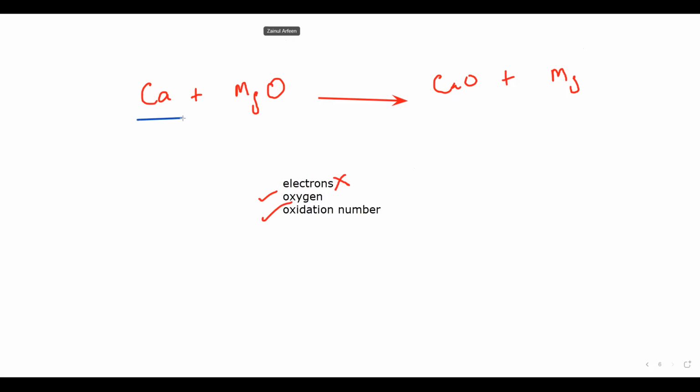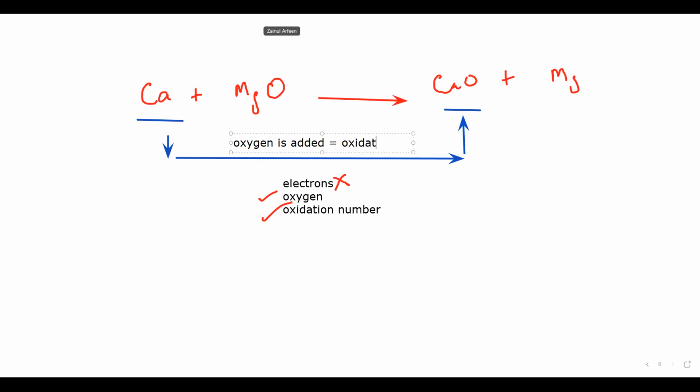First it is calcium, then it is calcium oxide. So for a calcium atom changing to calcium oxide, it means oxygen is added. Originally it is calcium, but then it turned into calcium oxide, so oxygen is added. And whenever oxygen is added, that change in which oxygen is added, we call oxidation.